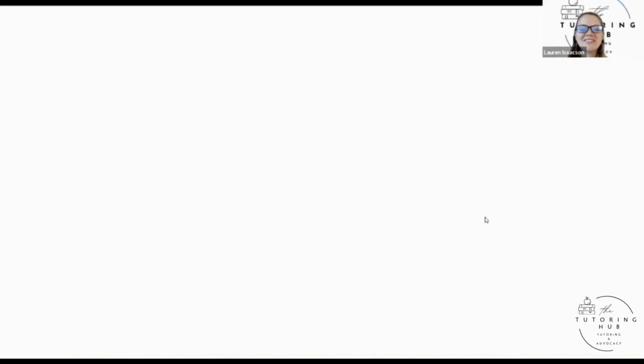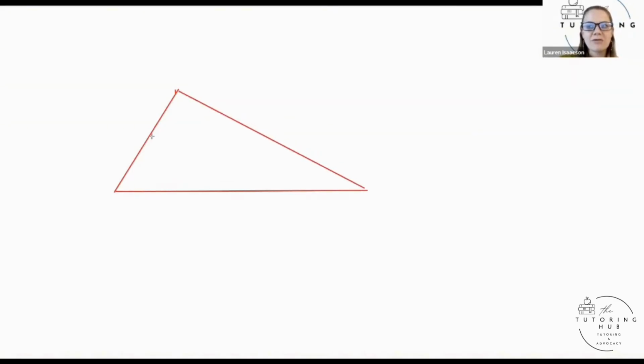I'm here to share a quick mini lesson regarding the area and perimeter of triangles. I have a lot of students that are very confident when it comes to area and perimeter of quadrilaterals, rectangles, squares, anything like that, or even our oddly shaped polygons. However, when it comes to triangles, we often forget how to find the area and perimeter of a triangle.